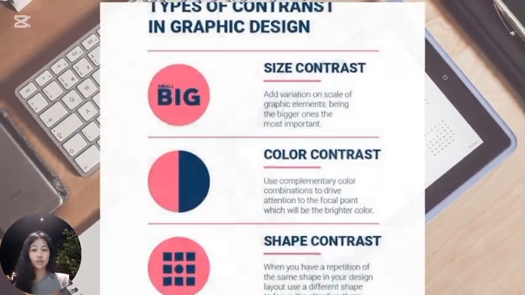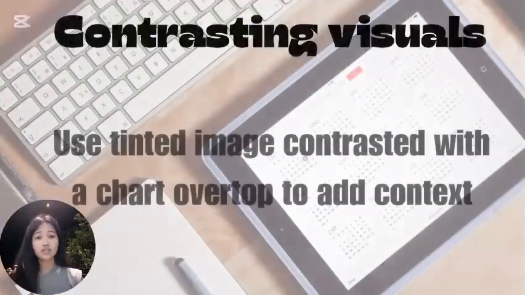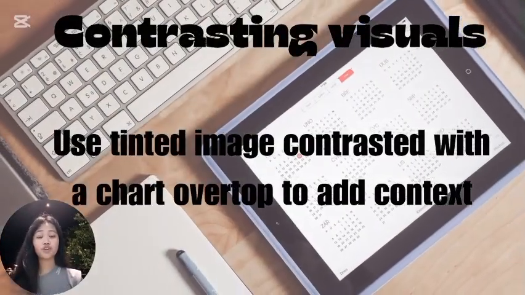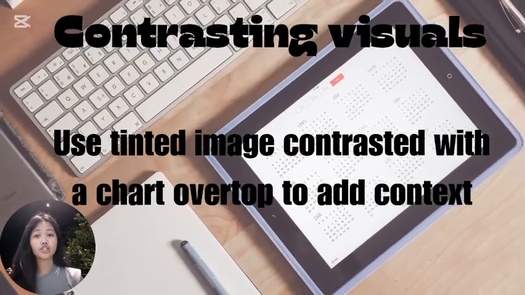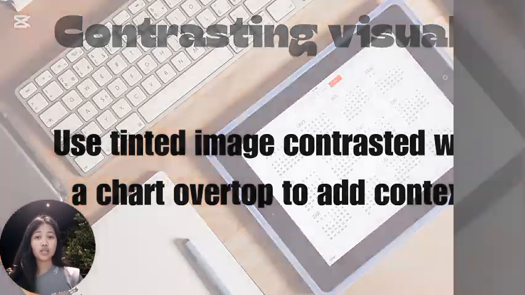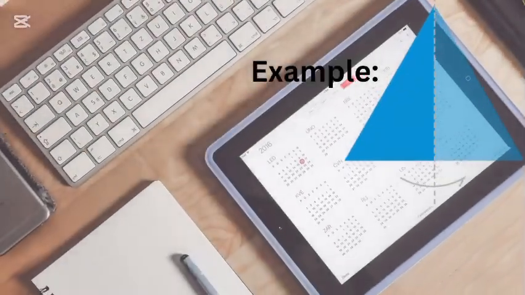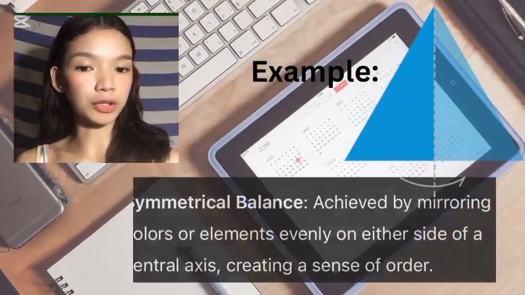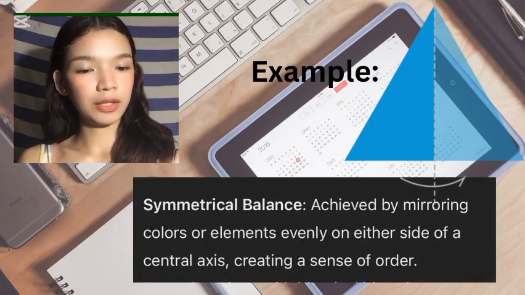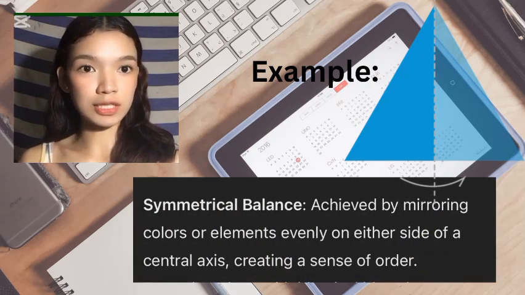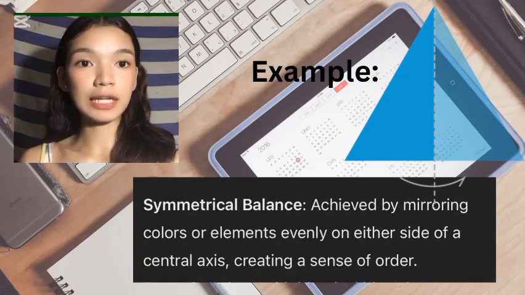So this is an example of an infographic. This is to make the infographic more appealing and attractive for the audience. And so this is the example. Symmetrical balance, achieved by mirroring colors or elements evenly on either side of a central axis, creating a sense of order.